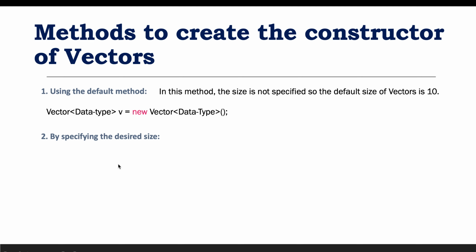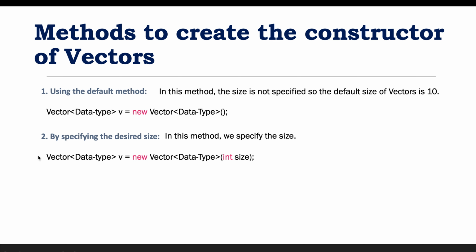The second one is by specifying the desired size. Here we are not providing any size, meaning how much data we want to store, so by default it will be constructed with 10. Now let's say we want to provide some desired size to make sure that many slots are available. We can do that. It will be something like Vector of data type, variable name, new Vector of the same data type, and here we can provide an int, which is nothing but the size of the vector.